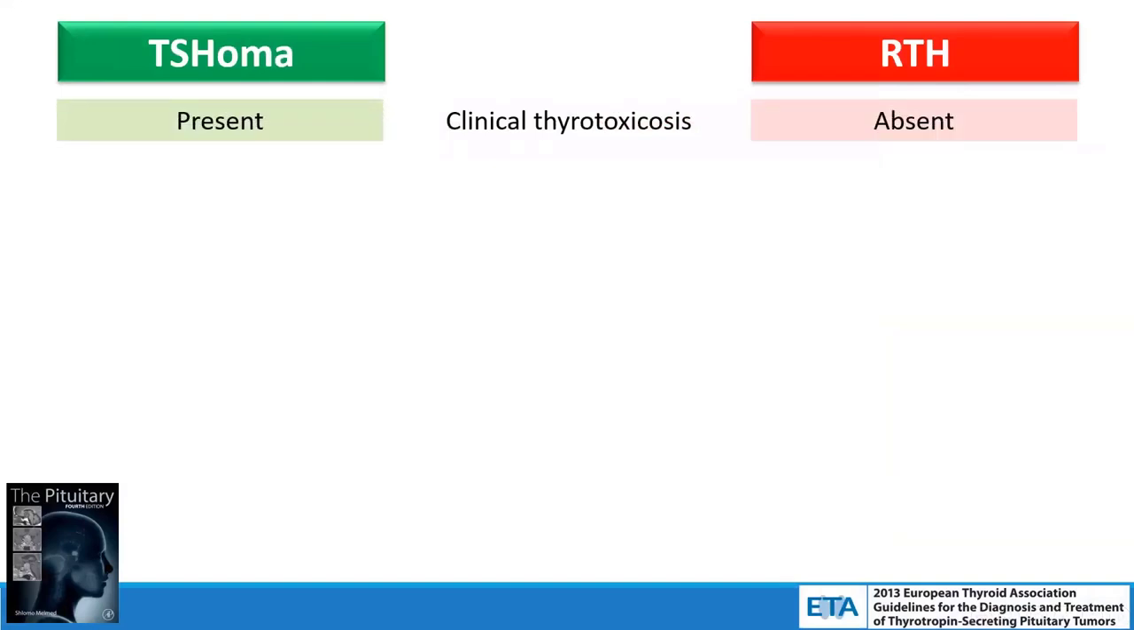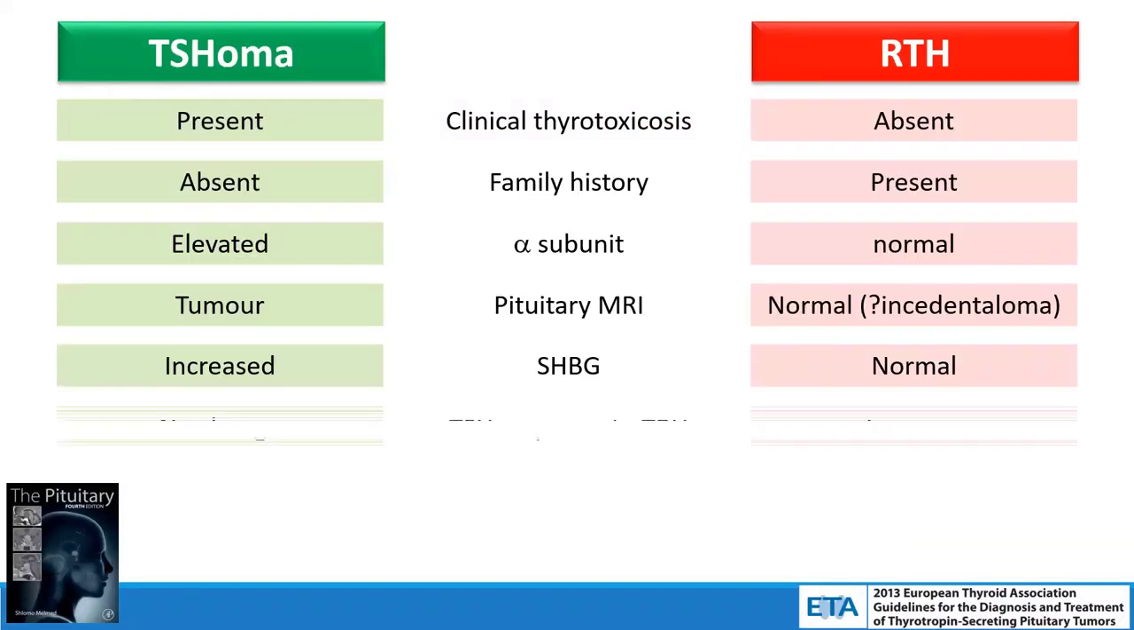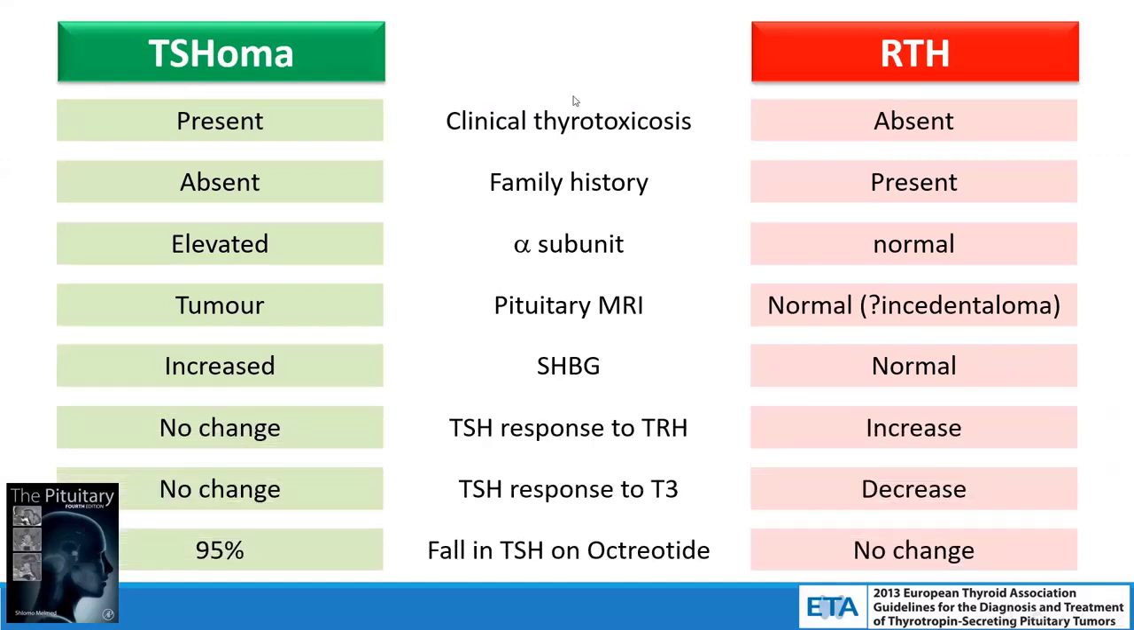How to differentiate between resistance to thyroid hormone and TSHoma? And actually we covered it. The alpha subunit is very important. In response to TRH, when TRH is injected, in TSHoma there is no change in the TSH, and TSH will be increased with resistance to thyroid hormone.